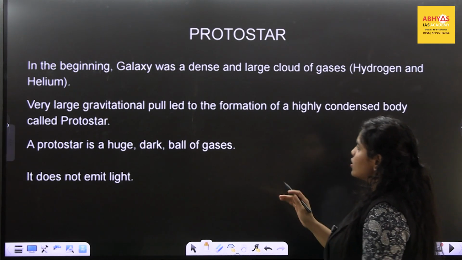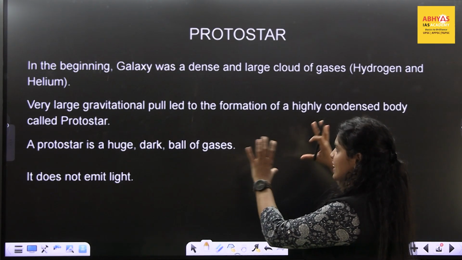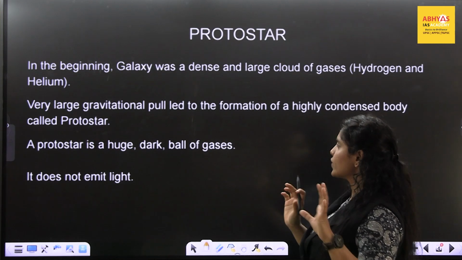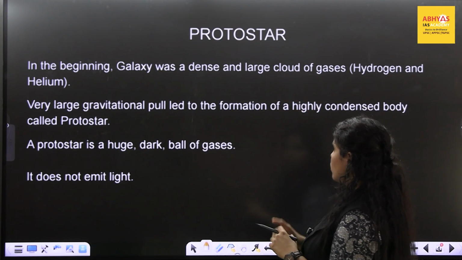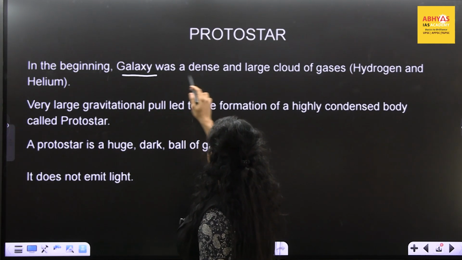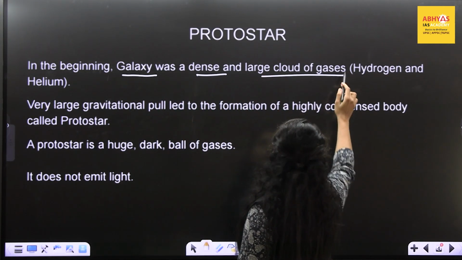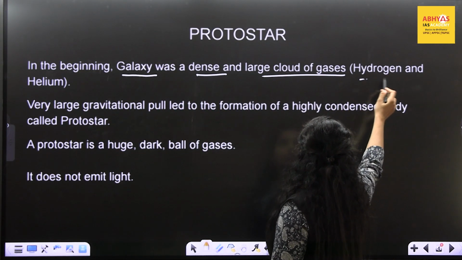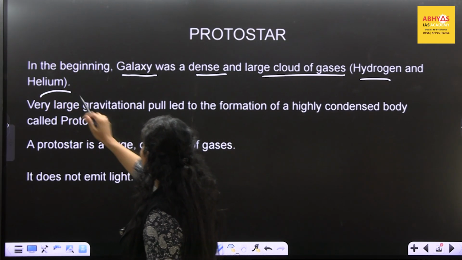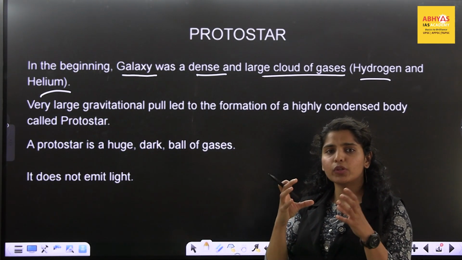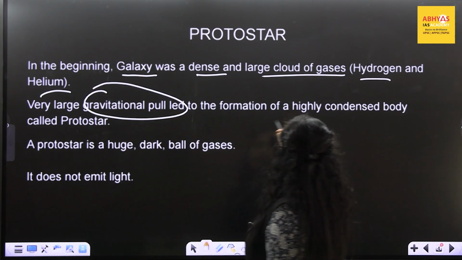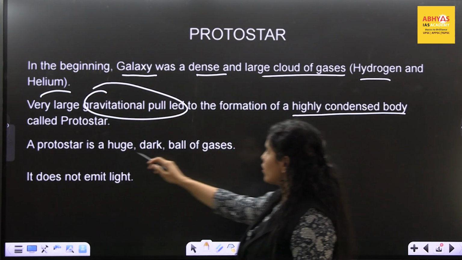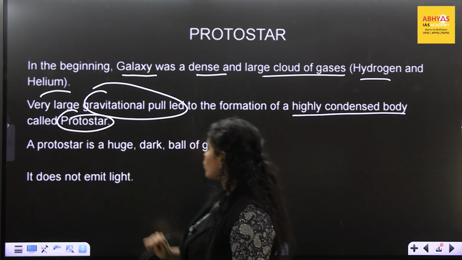Okay, so forget about all these theoretical statements, just listen to the story I'm telling you. Protostar, in the beginning in the galaxy, was a dense and large cloud of gases. These gases are hydrogen and helium. Because of the very large gravitational pull, it was a highly condensed body, and that is called a protostar.